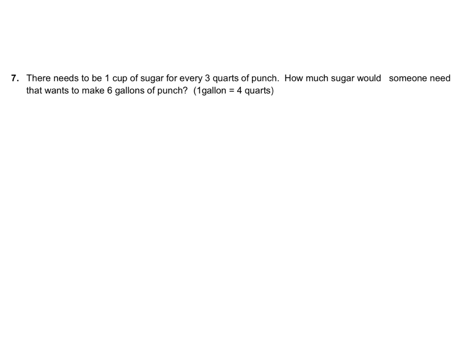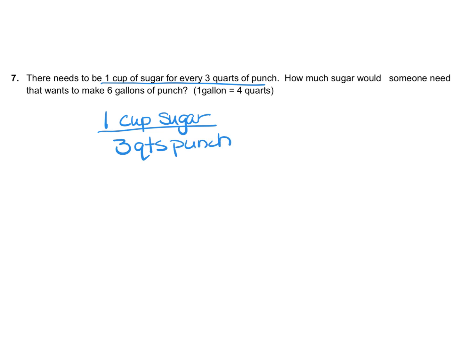All right, question number 7. It says there needs to be 1 cup of sugar for every 3 quarts of punch. How much sugar would someone need that wants to make 6 gallons of punch? All right, so first of all, let's break this apart. It says that you need 1 cup of sugar for every 3 quarts of punch. All right, and then it's asking how much sugar would someone need who wants to make 6 gallons of punch.